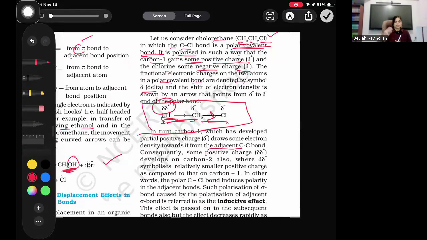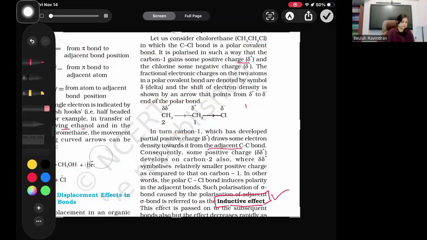The polarity is increasing. Here the electron is shifting from one place to another, so the arrow mark is also shown in this type of polarization of adjacent sigma bond. This is very important: polarization of the adjacent sigma bond is the inductive effect. There are two types of inductive effect. I'll explain that, so take a note.